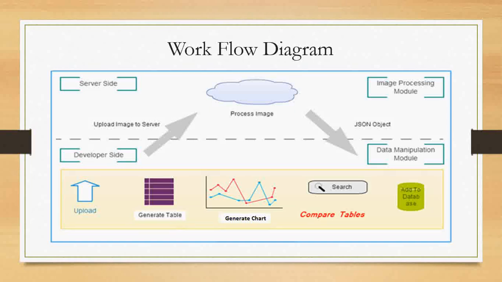Next, I would like to talk about the data manipulation module, which was implemented in C#. In the data manipulation module, you get more than 20 predefined methods. Some of the main methods are generate table, generate chart, compare tables, and search facility. Generate table basically recreates the table of the original image and outputs it in a table layout. So the developer only has to pass the table name and the JSON object, which will be used to recreate the same table structure as in the image.